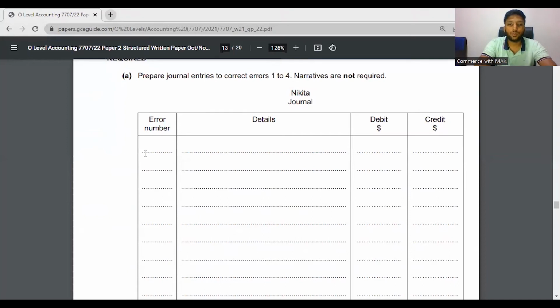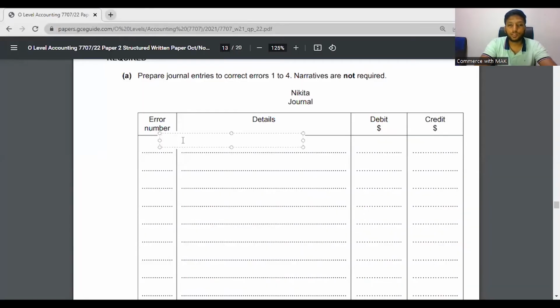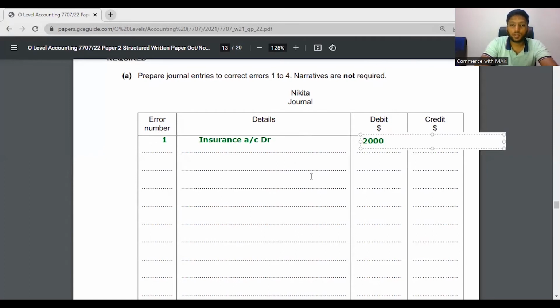Someone write the error number 1. What is the double entry? Okay, so on the details column, you know that I went through the first error. Insurance account was credited, you can see here, and then suspense account was debited. So how do I record it? Easy. So I'll record here, this is error 1. So insurance account debit. Okay, what's the amount it got debited? 2000. What account is credit? Sorry, insurance account is credit. Right here, suspense account is debit.